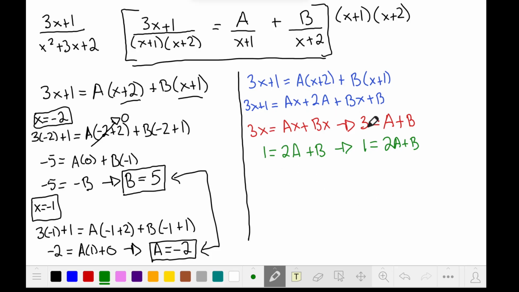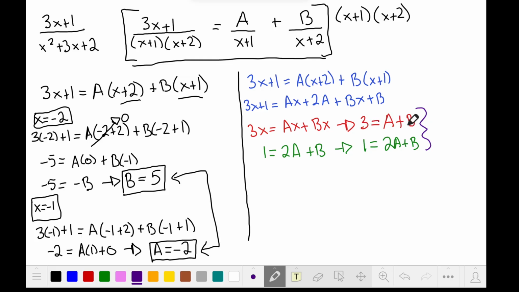And the reason that we split them up is in order for this equation to be true, all of the x's, so the Ax and the Bx, have to equal 3x, and all of the non-x's, 2A plus B, have to equal 1. So the rationale behind it is A and B have to add up to 3 in the x case, and in the non-x case, 2A plus B has to equal 1, and we have ourselves a system of two equations.